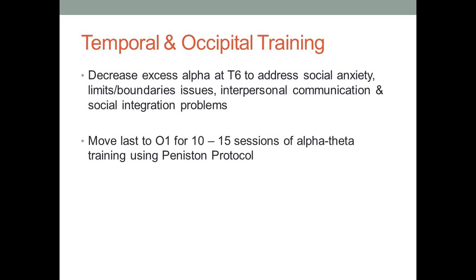For temporal and occipital training, decrease the excess alpha at T6 to address the social anxiety, the limits, boundary issues, interpersonal communication, and social integration problems. And we move last to O1 for 10 to 15 sessions of alpha theta training using the Peniston protocol.